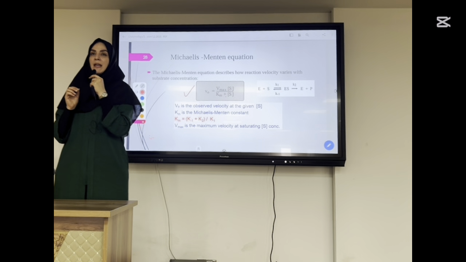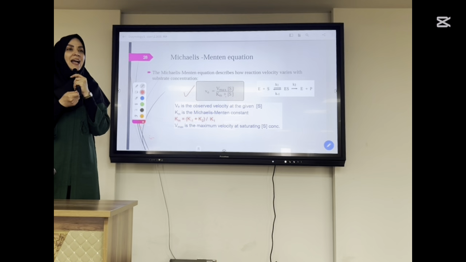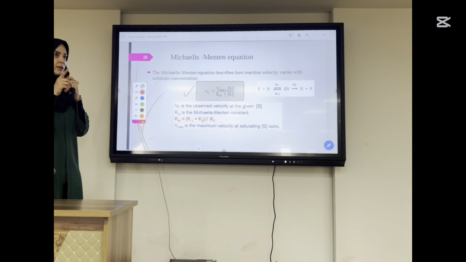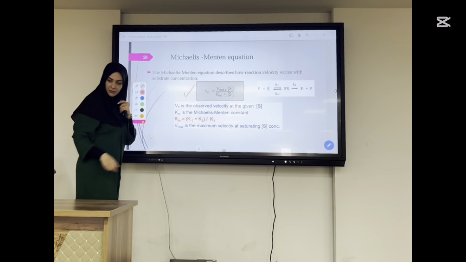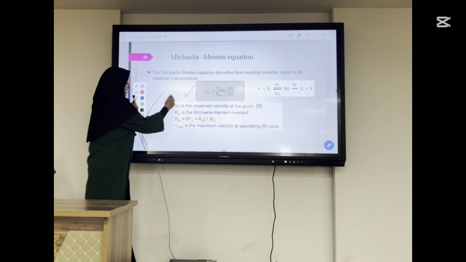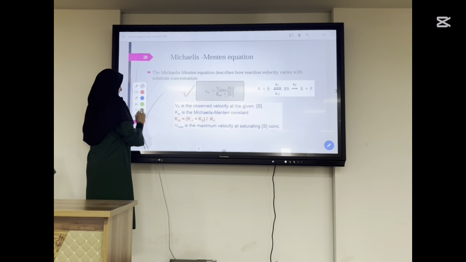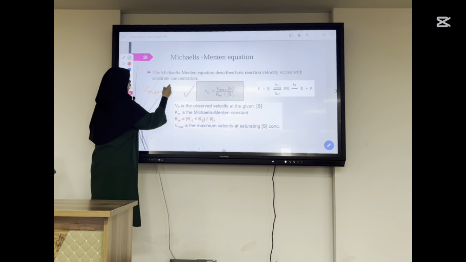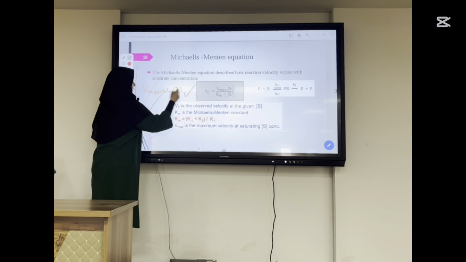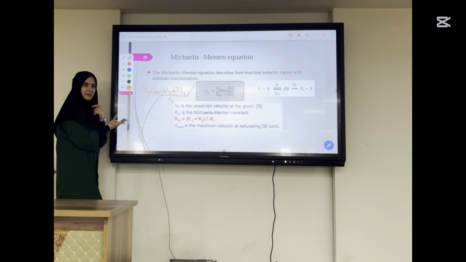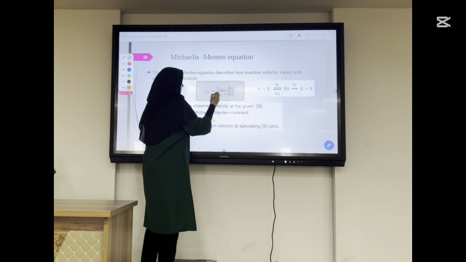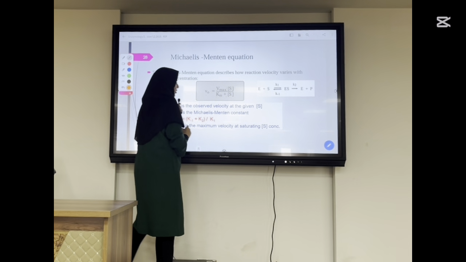Maybe I will give you several equations and ask you to find the correct one. For example, Vmax equals V0 times S. Is this correct? No. I'm talking about this point. For example, if I give you this formula, Vmax equals V0 plus substrate, or so on. Is this correct? No. So please pay attention to each component of the equation.